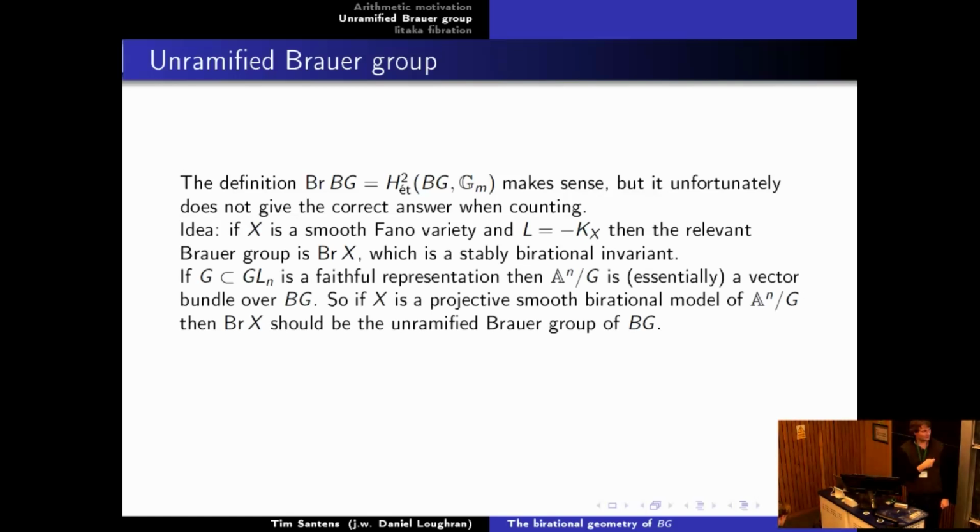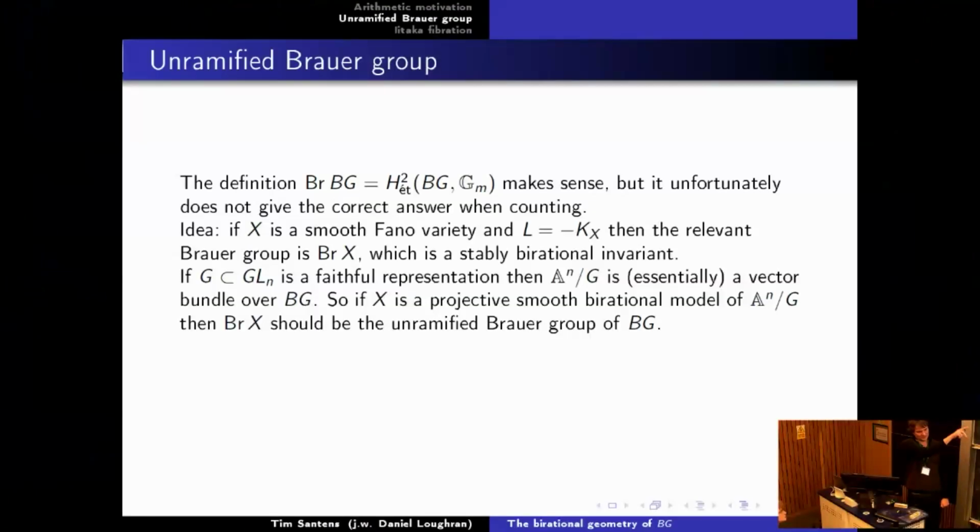You start with a faithful representation, and then A^n mod G is essentially a vector bundle over BG. If you instead take the stack quotient, then it is literally a vector bundle over BG. But you can instead take the variety-theoretic quotient, and it is more or less the same as a vector bundle. Then you can take X as a projective smooth birational model of A^n mod G, and the Brauer group of X really should be the ramified Brauer group of BG.